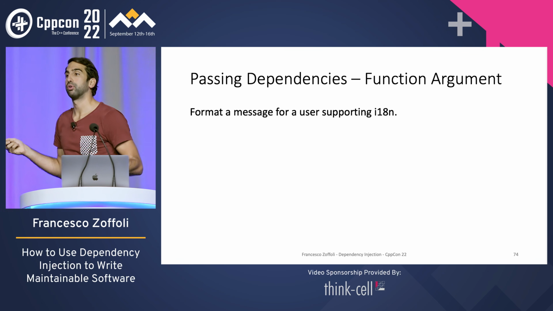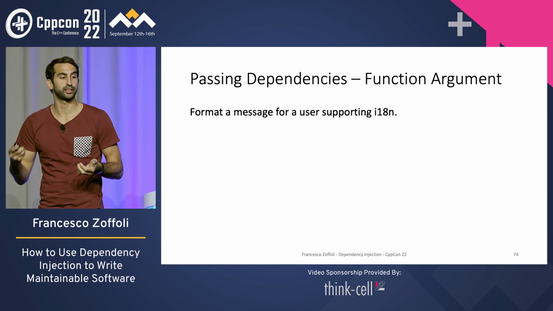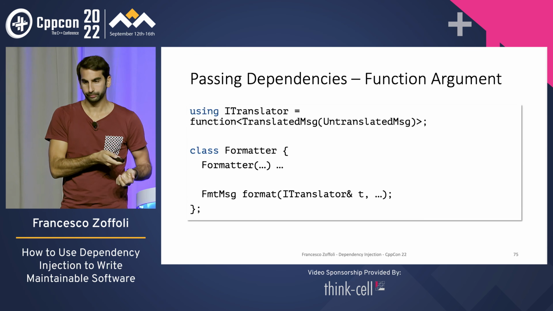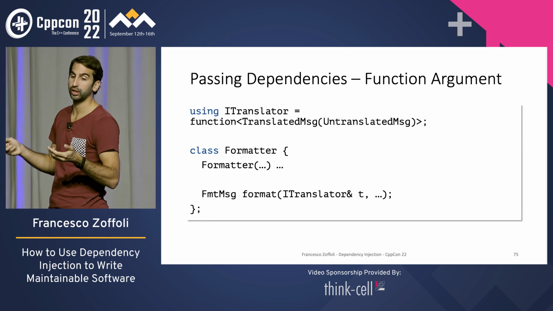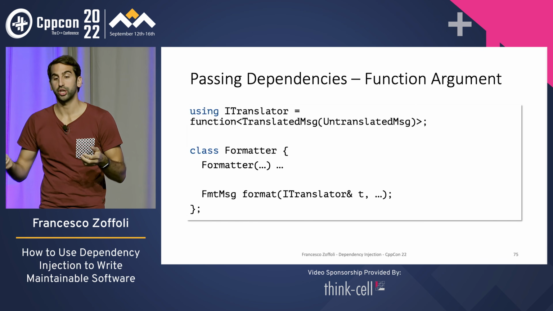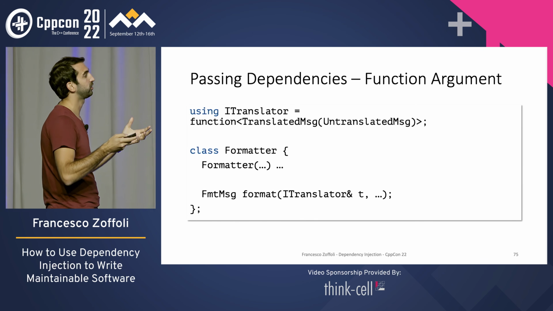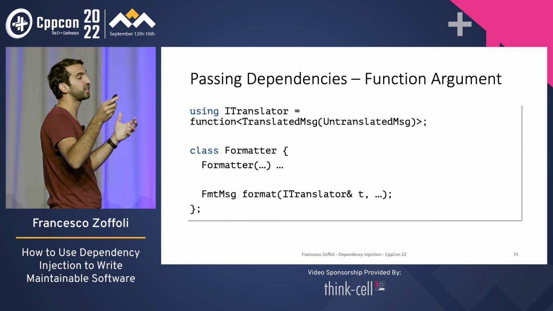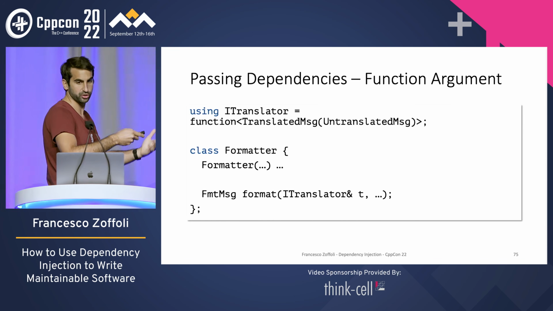So let's see an example for this. Let's say we want to format a message for a user supporting internationalization. We could have an interface, which is our translator, which takes an untranslated message and returns a translated message. And then we could have a formatter, and this formatter takes the translator to use to translate the message, and it returns the formatted message.